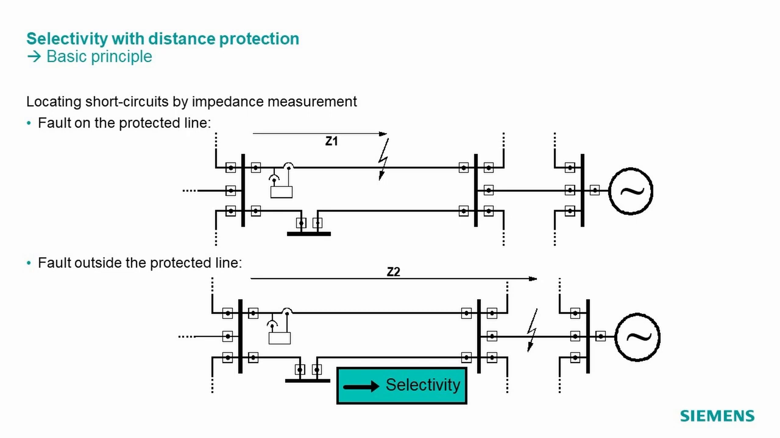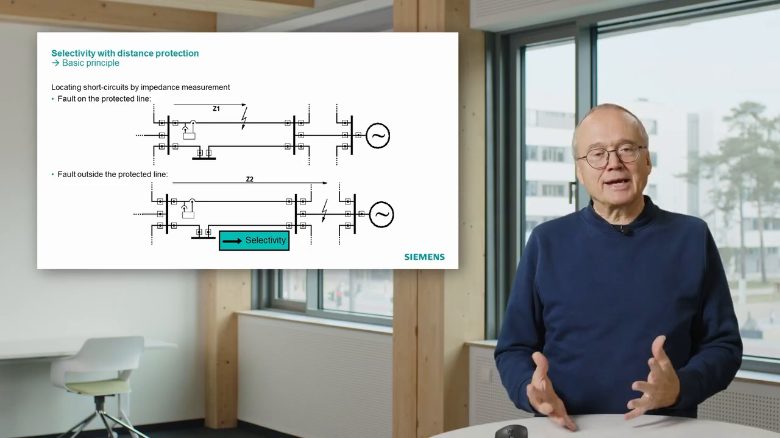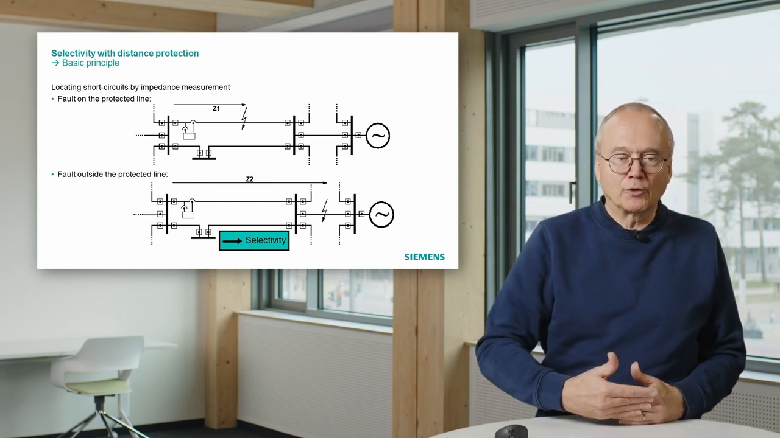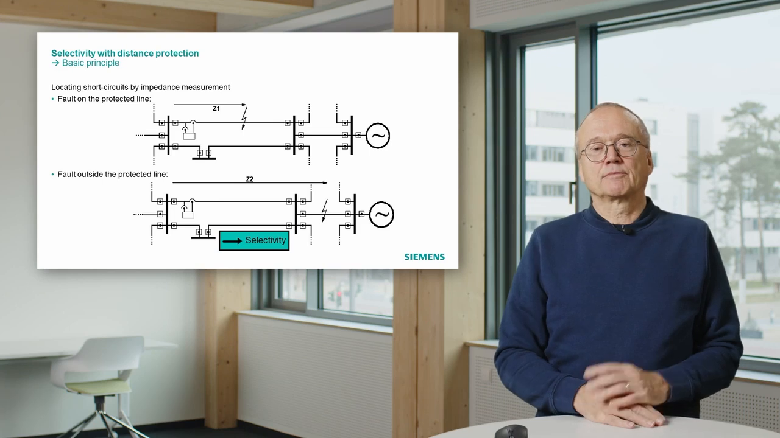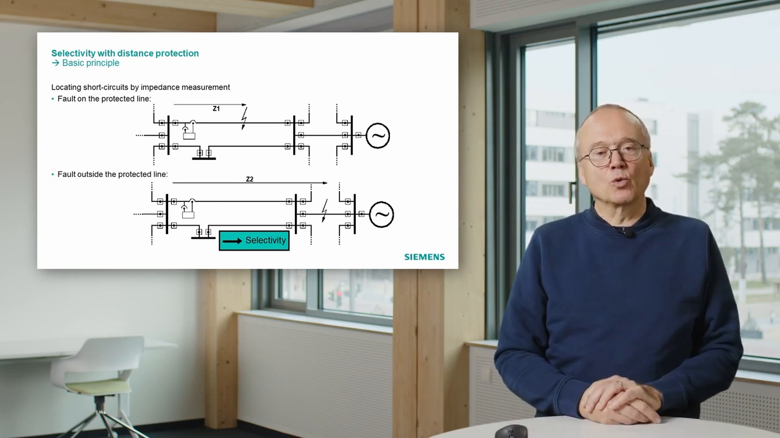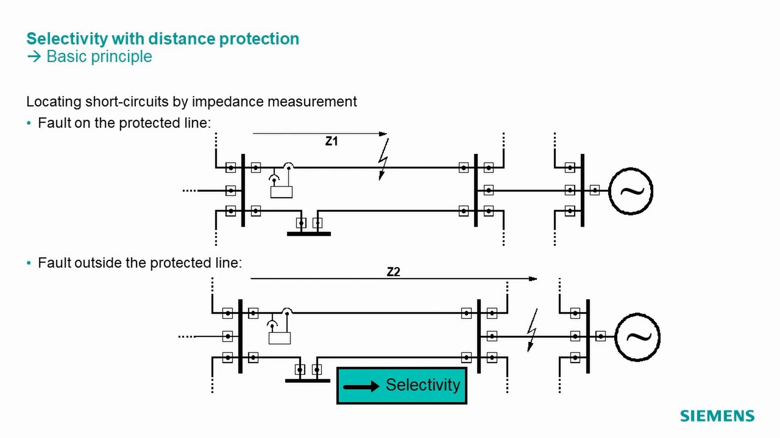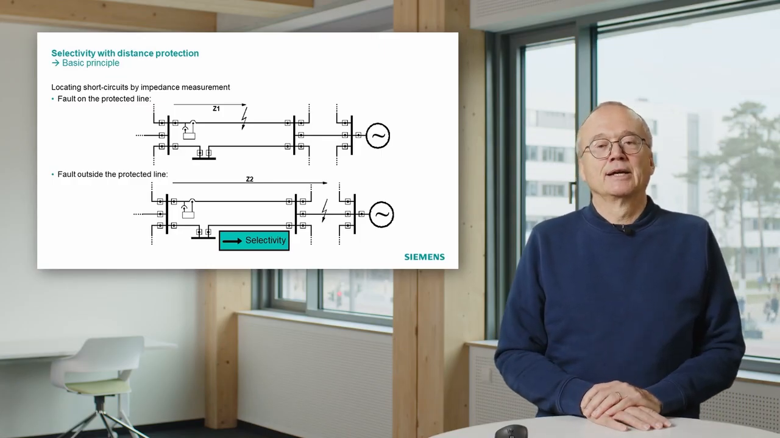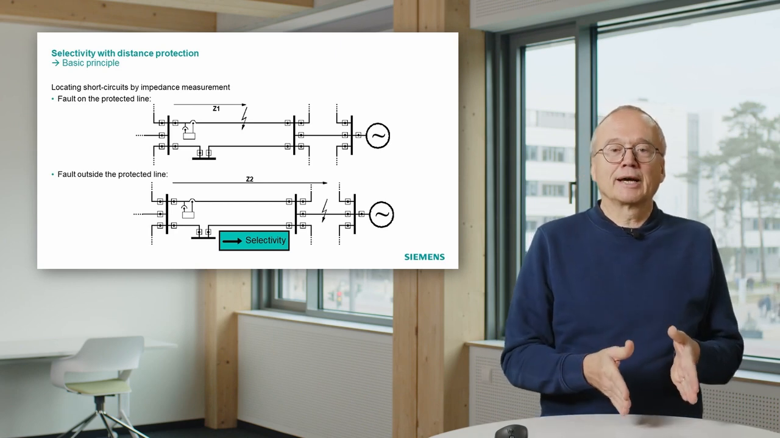This protection relay permanently measures the impedance into the line, and if there is a fault on the line, it measures the impedance of the piece of line from the relay to the fault. That means if it measures this low impedance, it knows there is a fault on the line. If there is a fault on the next line, it will also see this fault, but it will measure an impedance which is a bit higher, and from that comparison of the measured impedance with the impedance of the line, it can decide whether the fault is on the line or not.